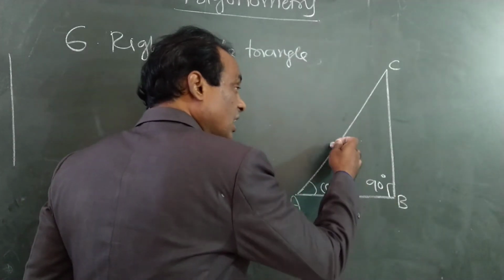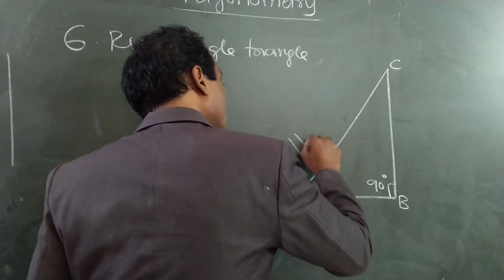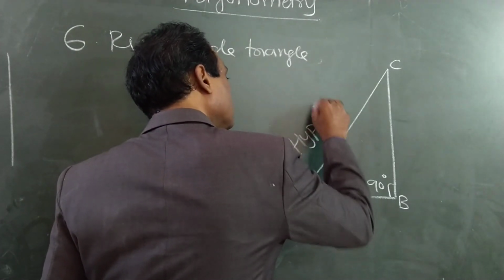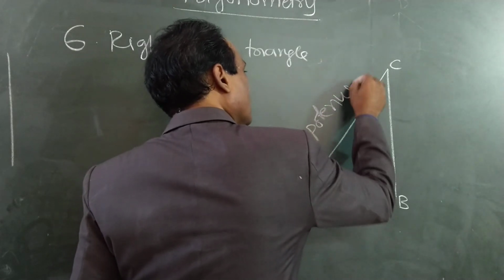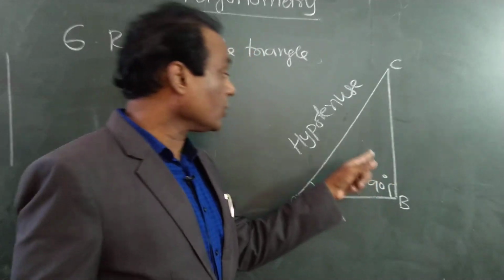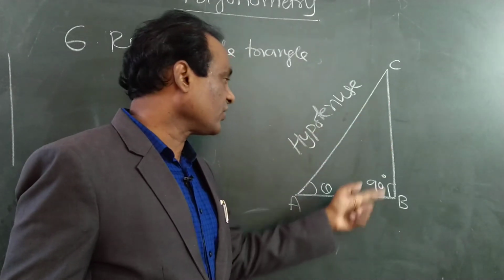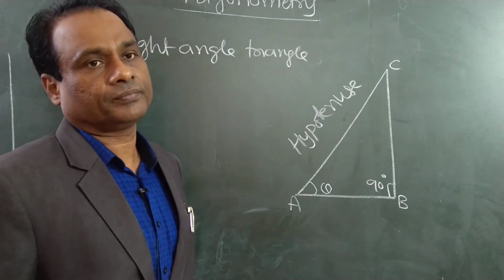So this side opposite to 90 degrees is called hypotenuse. What is the hypotenuse? The side opposite to 90 degrees is called hypotenuse, and the hypotenuse is the biggest side among all the three sides.